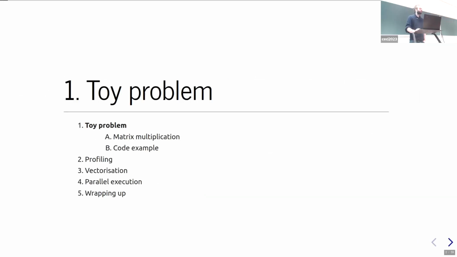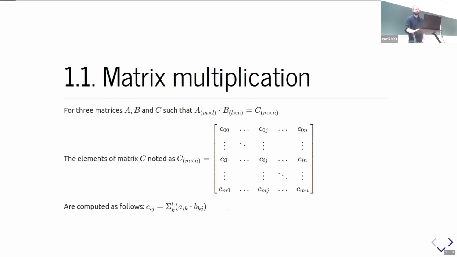Again, I'm going to use a type problem here that is simple enough to show you some things, but complex enough so that I can actually show you something. So here I chose a matrix multiplication. I don't know if you're all familiar with it. It's pretty simple as math goes. This is the math behind it.